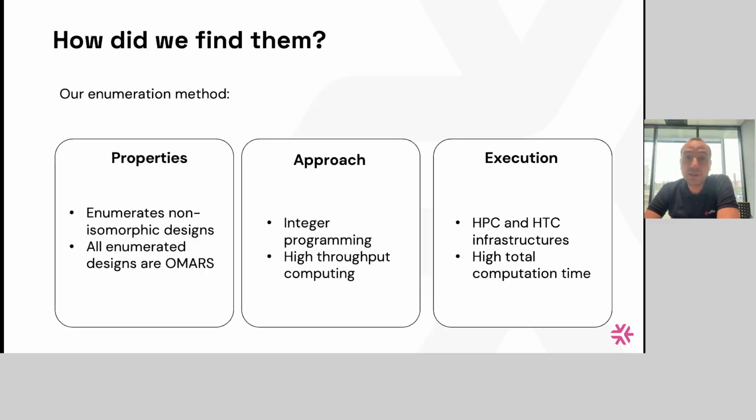How did we find them? We have a mining algorithm that enumerates non-isomorphic designs. This is important because two designs are isomorphic if you can obtain one from the other by permuting the rows or permuting the columns, or changing the signs of one or more columns, or any combination of those operations. And those designs are actually equally good or equally bad in their statistical properties. So all the OMARS designs that we obtained have the properties that we have stated.